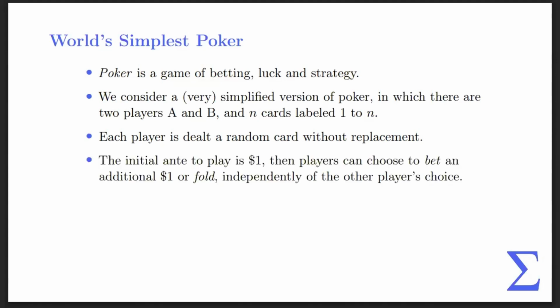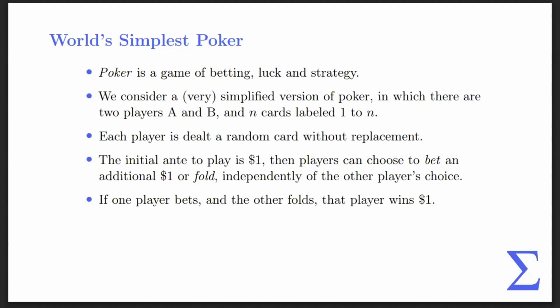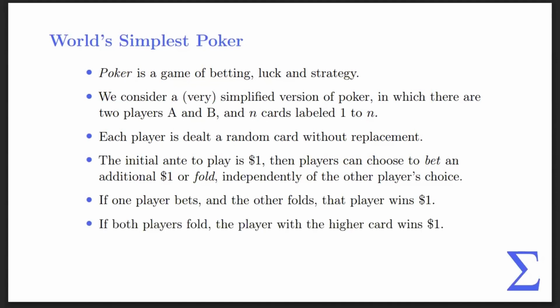The initial ante in order to play is going to be $1, and then each player can choose to bet an additional dollar or fold, which means they don't bet. What's important is that they do this independently of the other player's choice. If one player bets and the other folds, the player who bets wins $1. If both players fold, this is important, the player with the higher card wins $1. And if both players bet, then the player who has a higher card wins $2.